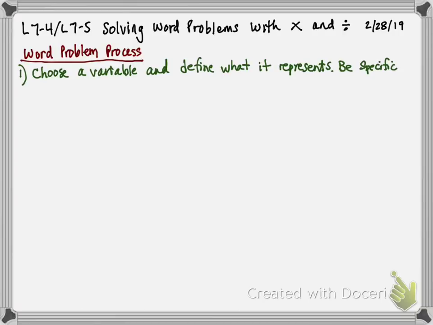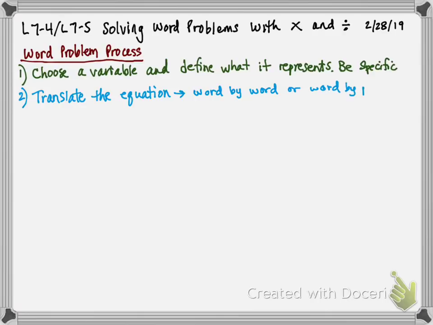Once we have that variable, that's going to hold the place of the words we didn't know how to turn into a number or an operation. That's when you're going to translate the equation. Now, I'm going to keep repeating myself on this stuff because you got to get it into that brain, right? So, you're going to either do it word by word or phrase by phrase, right?